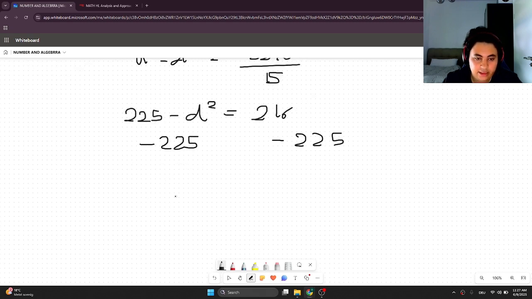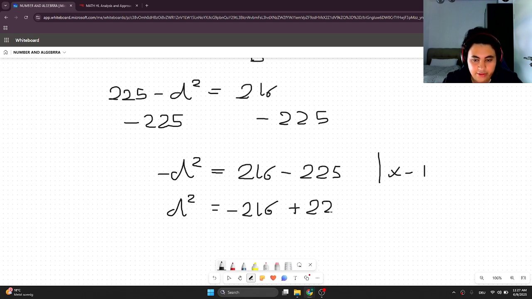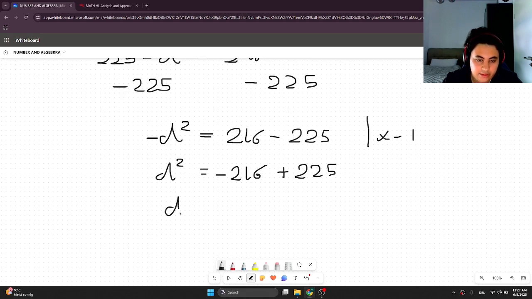So then you're going to get negative d squared is equal to 216 minus 225. Of course, we're not in favor of all of these negatives, so we're just going to multiply the whole equation by negative 1. This is going to give me d squared is equal to negative 216 plus 225. So d squared, therefore, is going to be negative 216 plus 225, which is 9.